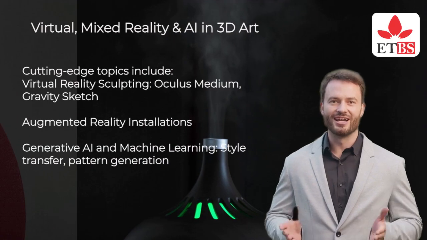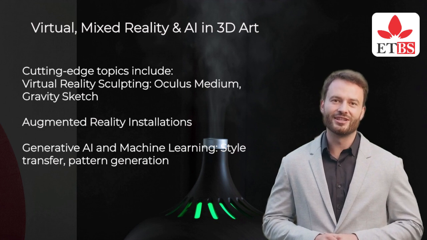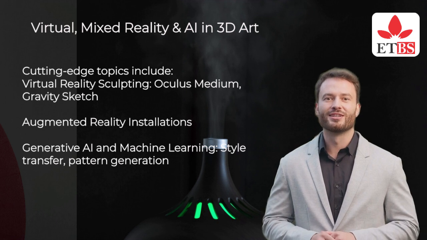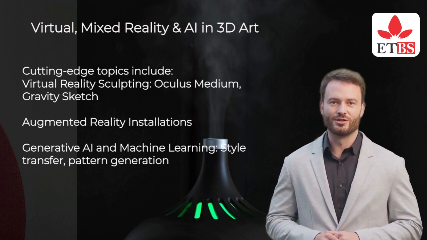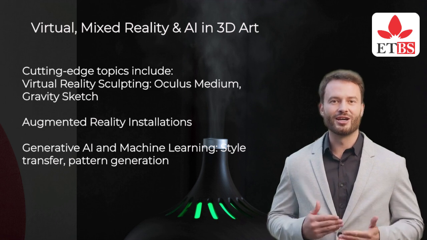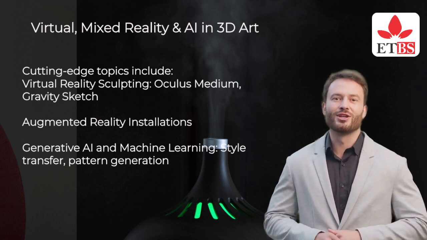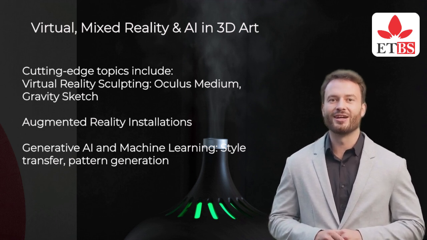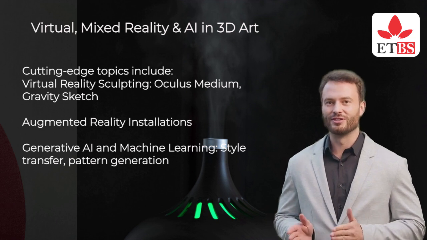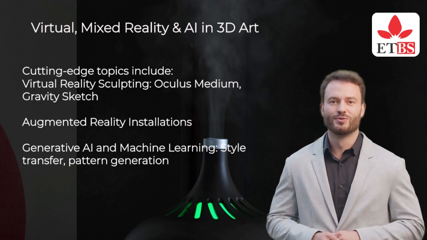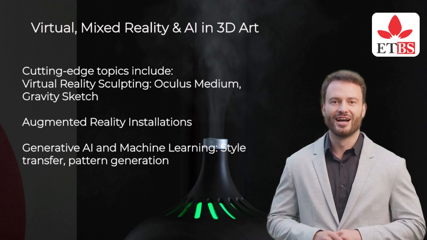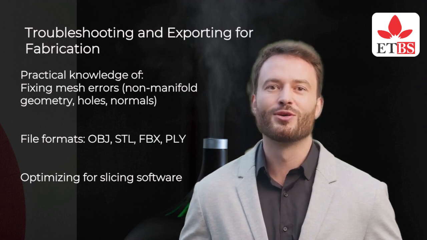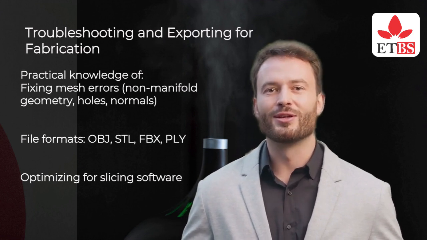Virtual, mixed reality, and AI in 3D art. Cutting-edge topics include virtual reality sculpting, Oculus Medium, Gravity Sketch, augmented reality installations, generative AI, and machine learning. Style transfer, pattern generation, interactive sculpture using sensors and motion tracking. Case studies: Refik Anadol's AI-based generative sculptures, Google's Tilt Brush and Quill VR painting tools, mixed reality galleries.